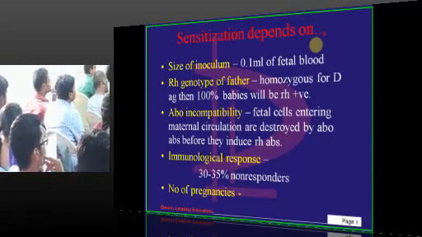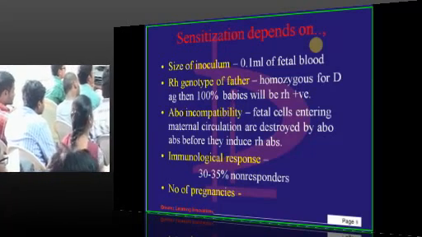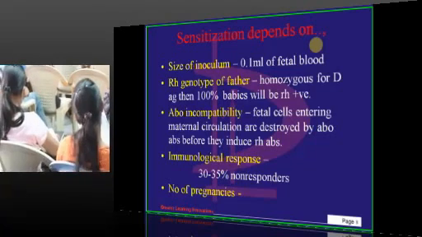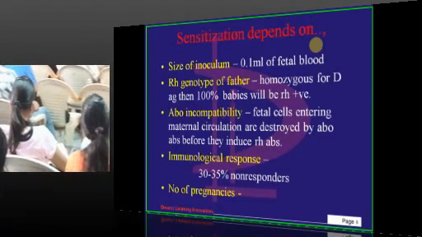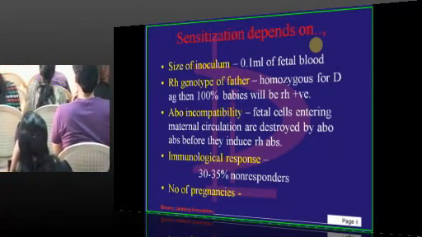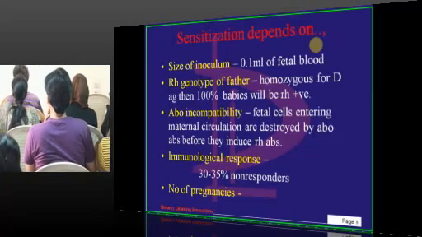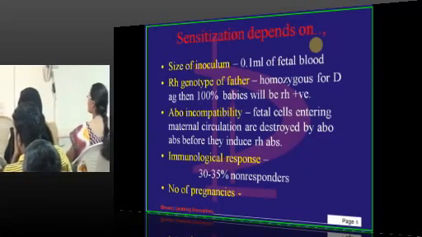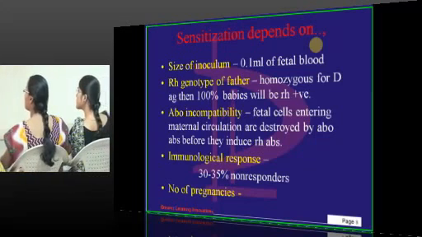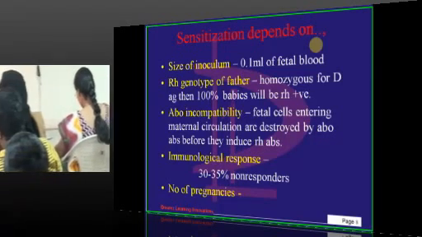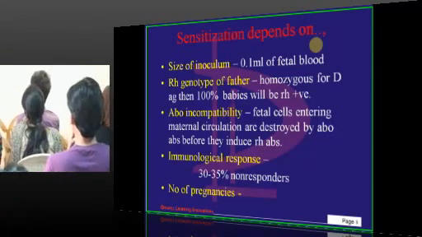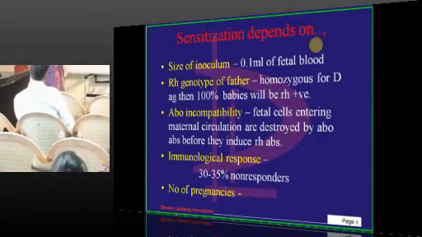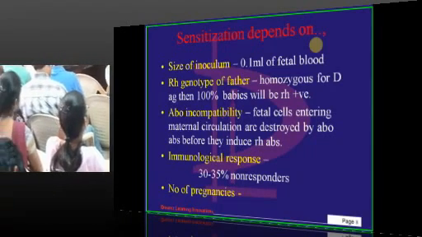Coming to the other factors which are going to influence sensitization. This was asked, very important, the previous slide I showed you, the ECV procedures and all, and even this slide. In Rh negative pregnancy this was asked very frequently. Coming to the size of the inoculum, even a minimum of 0.1 ml of fetal blood can cause sensitization. If the maternal-fetal hemorrhage is more, the chance of sensitization is very high.